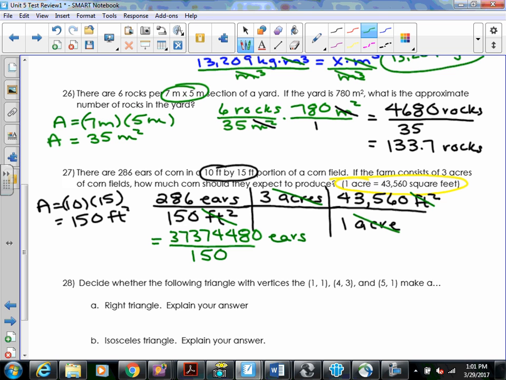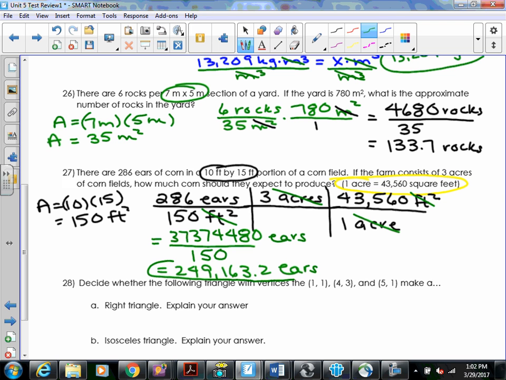Okay, if you go ahead and divide the top by 150, what do you have? You should have 249,163.2 ears of corn. Okay.